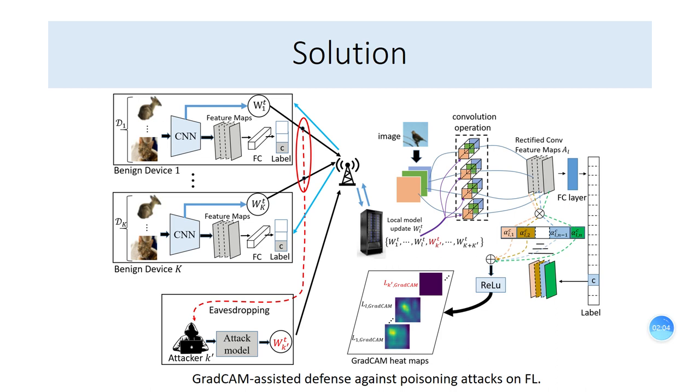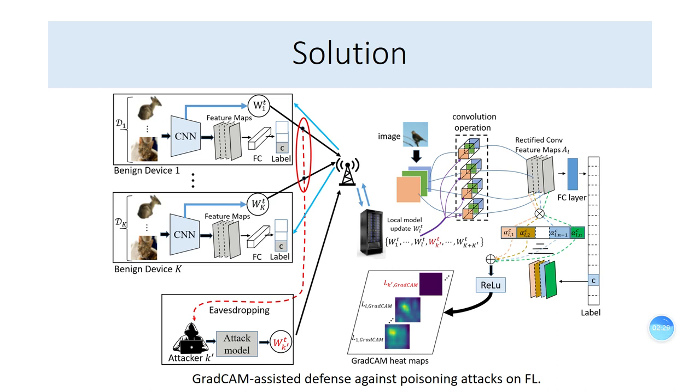Grad-CAM is applied to create a heat map for every uploaded local model update. An autoencoder is applied to reconstruct the heat maps while magnifying the discernible features of the heat maps.